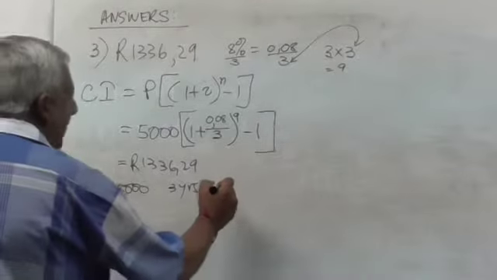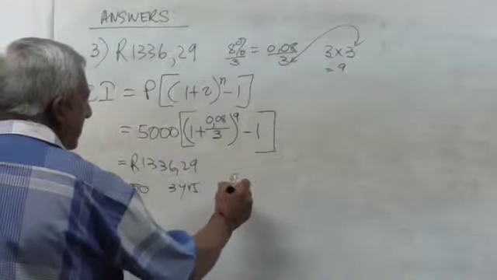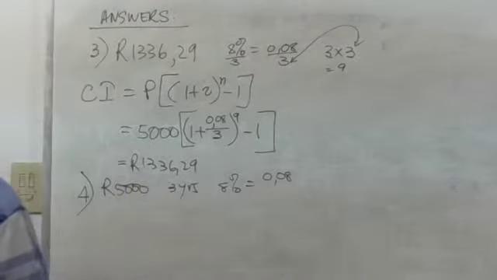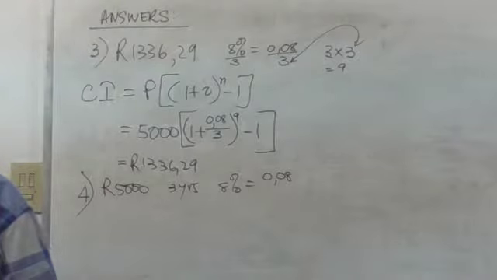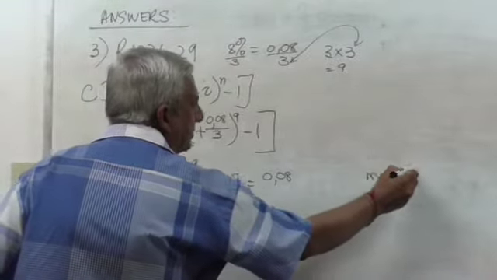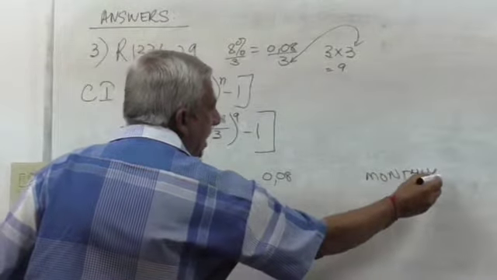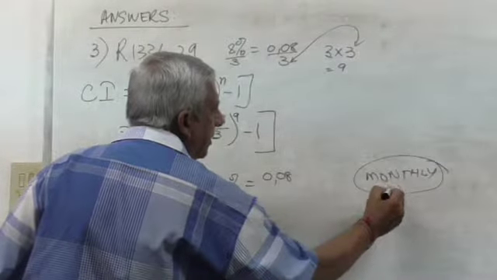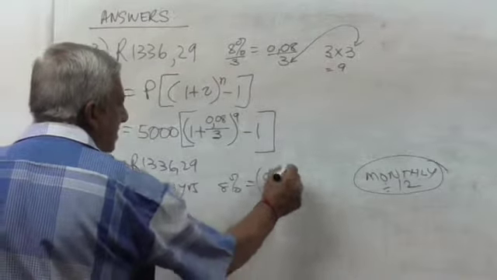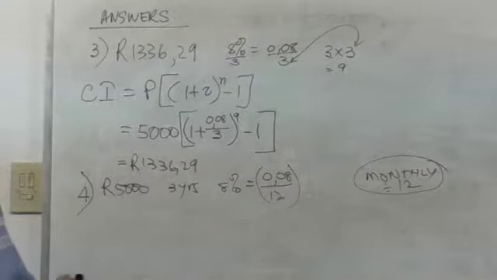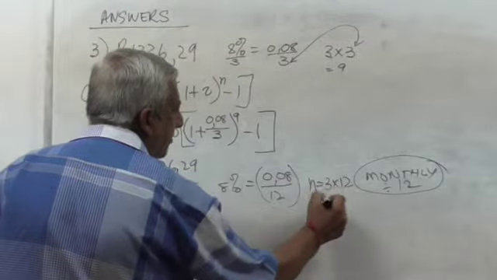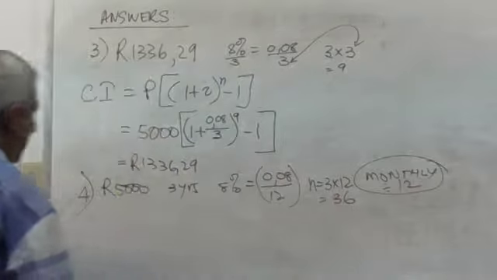And 8% is really 0,08. And this time it was monthly. So monthly means I must divide by 12. So I'm going to divide this by 12. So that's how I get that. And the time is 3. So it will be 3 times 12, which will become 36.